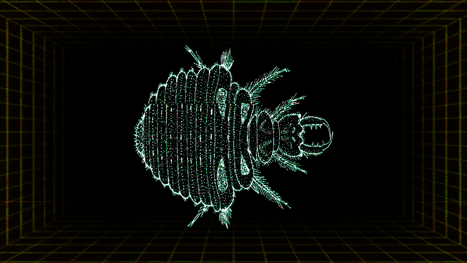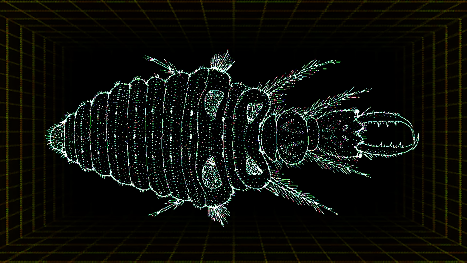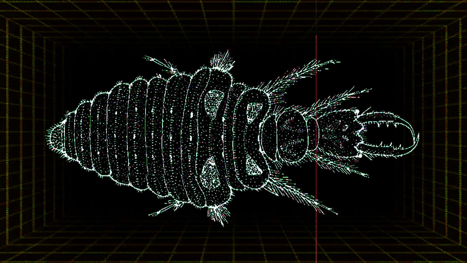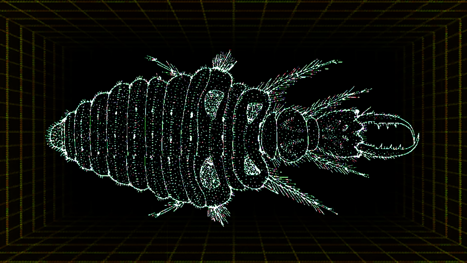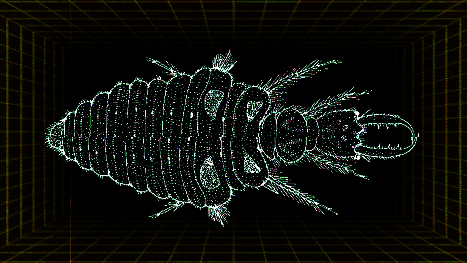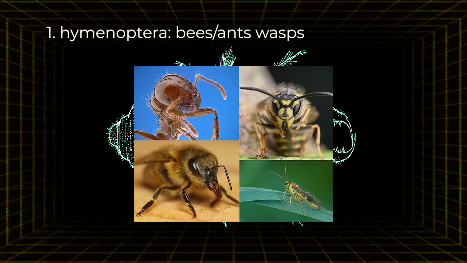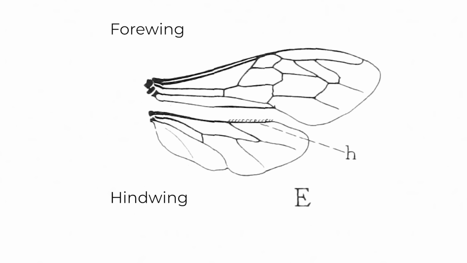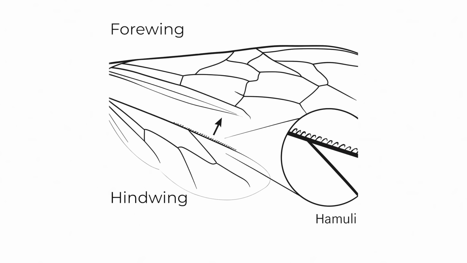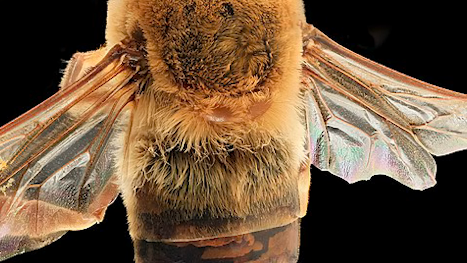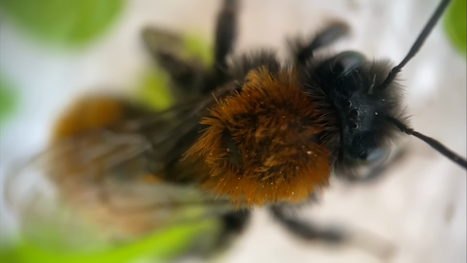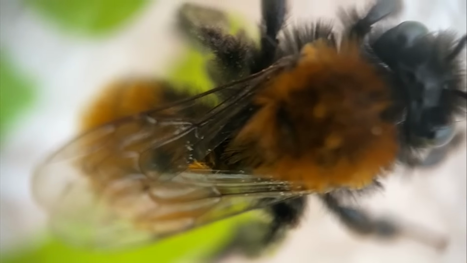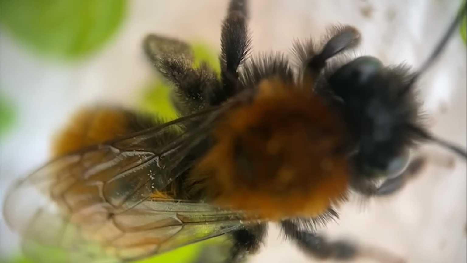So let's get into the novel adaptations that formed as a result of the efficient resource distribution of complete metamorphosis. And you typically won't find any of these in insects with incomplete metamorphosis. The first holometabolic trait is found in bees, ants, and wasps. What it is are hamuli, which are tiny hooks on the hind wing that latch onto the forewing. This can make both sides of the body effectively have a single wing surface, and the wings can unhook so that the insect can still fold the wings over its back.